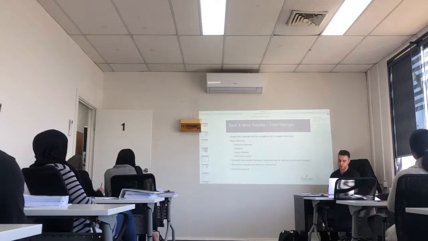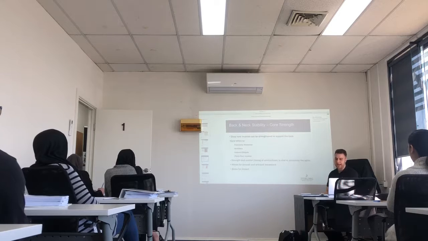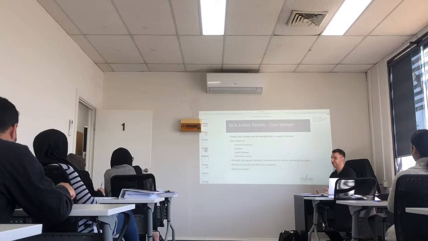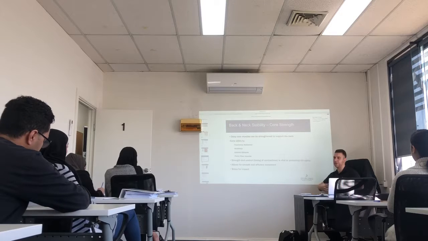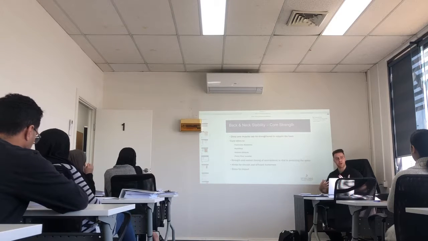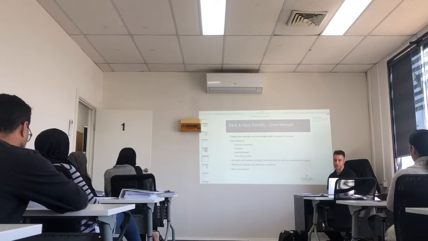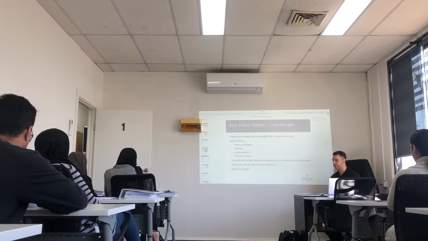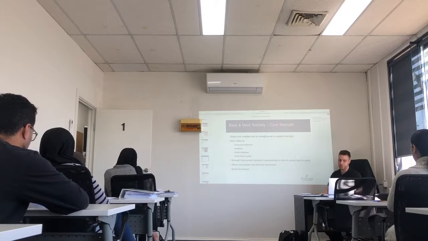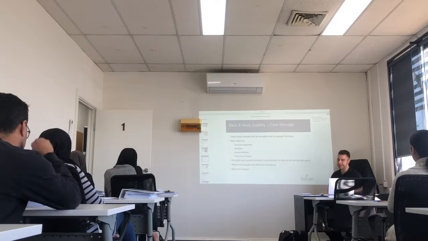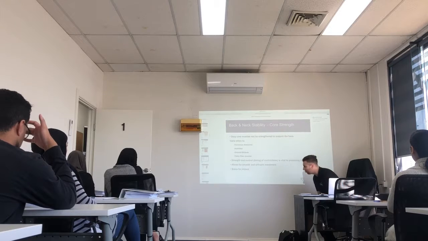So bones of the vertebral column, and then back and neck stability. So core strength. Like I was saying earlier as well, if we want a healthy back, we need good, strong core muscles. If we don't have good, strong core muscles, then we'll have a lot of back issues. So the ones that we have to strengthen throughout our core would be transverse abdominis, internal obliques, pelvic floor muscles.